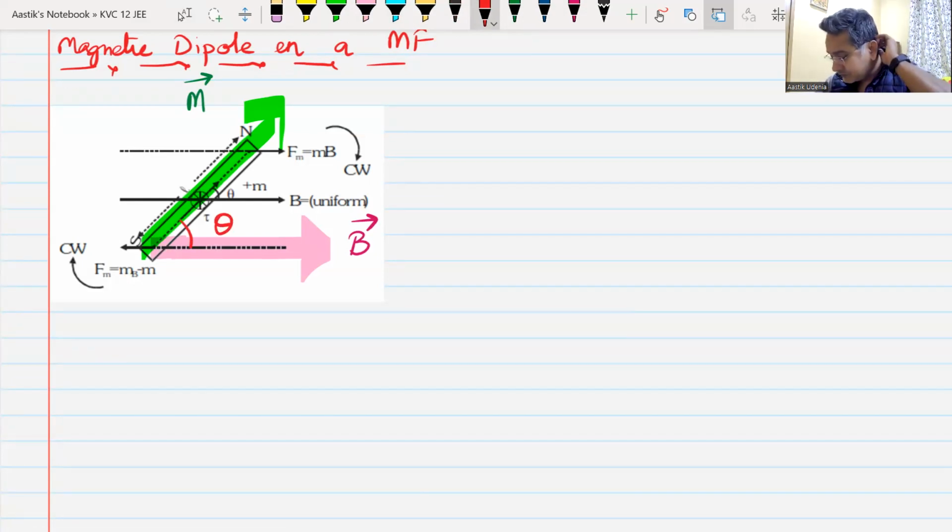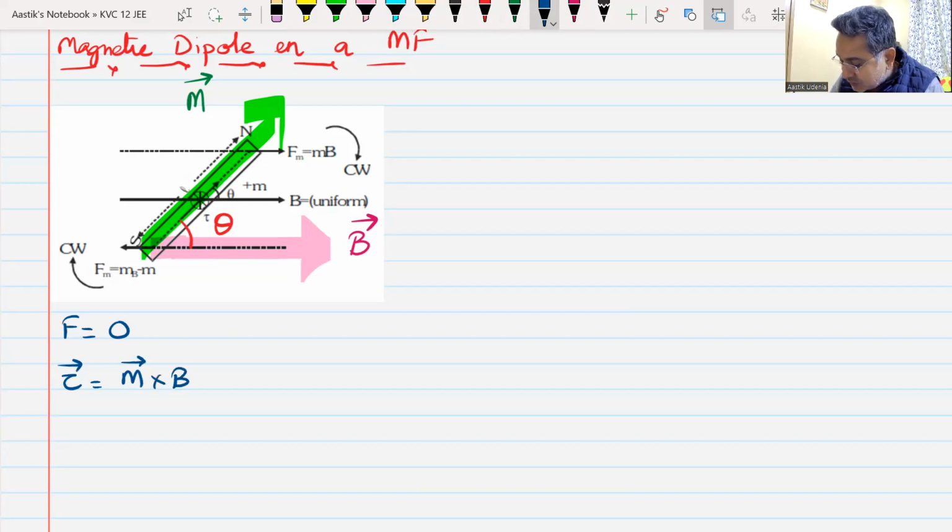For this magnetic dipole, the force acting on this dipole is 0, and the torque acting on this dipole is given by m cross B. Do we remember this? Yes, sir. Write it in the scalar form, MB sin theta.